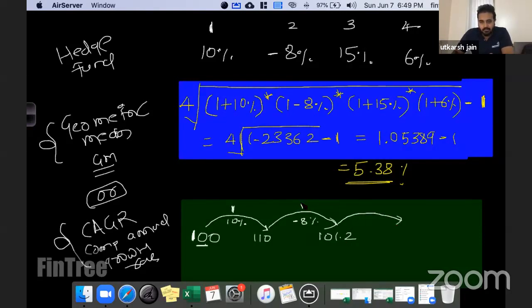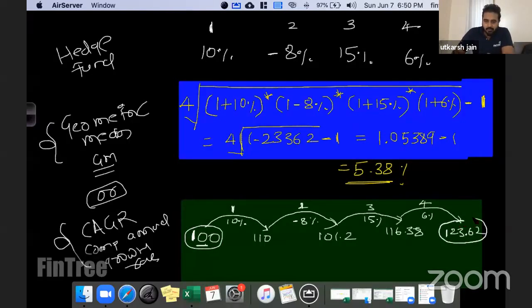Then the third year, you get 15% on the amount invested. So plus 15 percent, and then you get 116.38. And finally, in the last year, 116.38 gets invested at the rate of 6 percent. So plus 6 percent, and the final amount is coming out to be 123.62. You can do it on any calculator, even a simple calculator on your mobile phone. It should tell you that by the end of the fourth year, your 100 would have become 123.